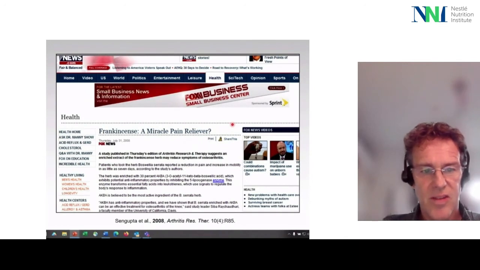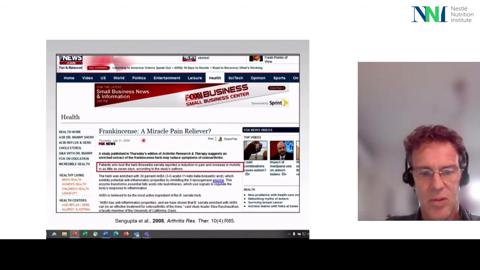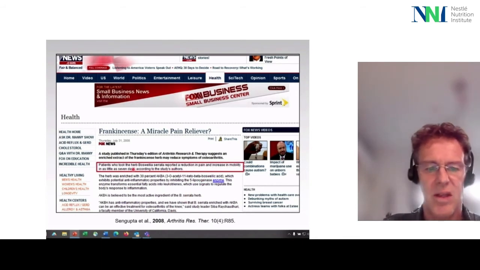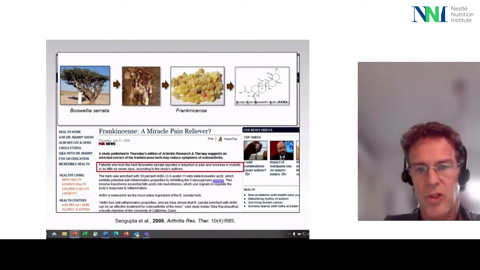In this screenshot, we can see the report about a miracle pain reliever, and this is frankincense. And this turned out to be highly effective in a clinical trial with osteoarthritis patients that reported reduction in pain and increase in mobility in a few days. So frankincense is the gum resin from Boswellia trees, and it's well known as one of the gifts of the holy kings for Jesus Christ's birth besides myrrh and gold.